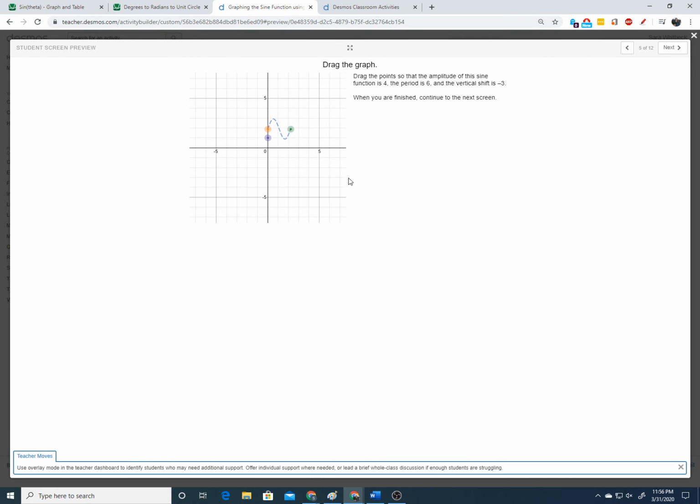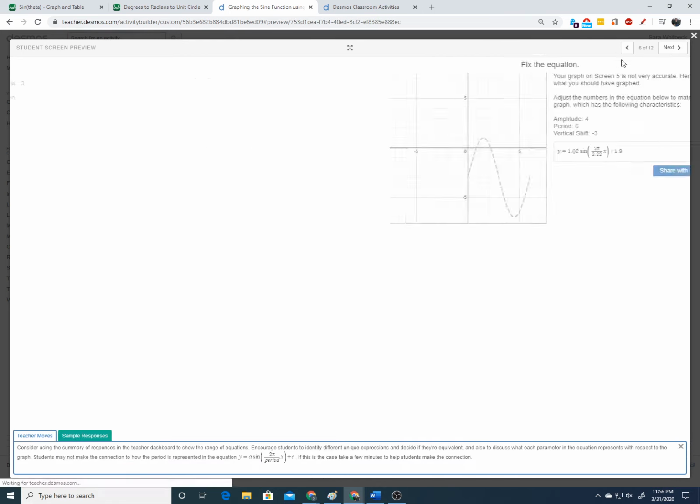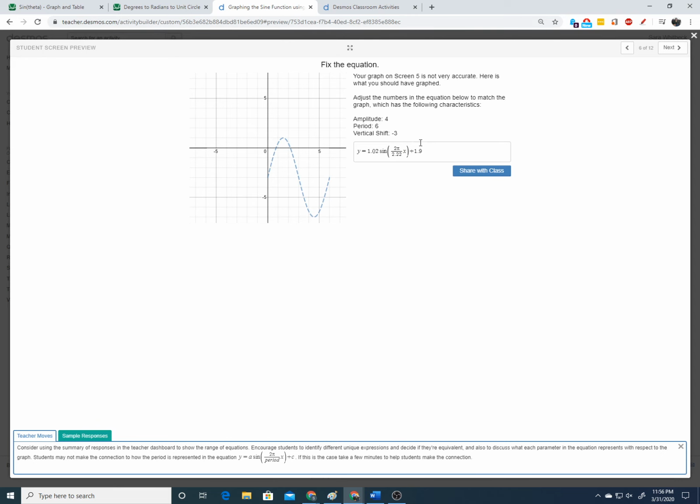Here, I use this equation. We're making something that has an amplitude of 4, a period of 6, and a vertical shift of 3. And you're making it physically with Desmos here. And then it's going to talk to you about what that function would actually look like. Or sorry, no, you want to adjust this number so that you do have all of those things.